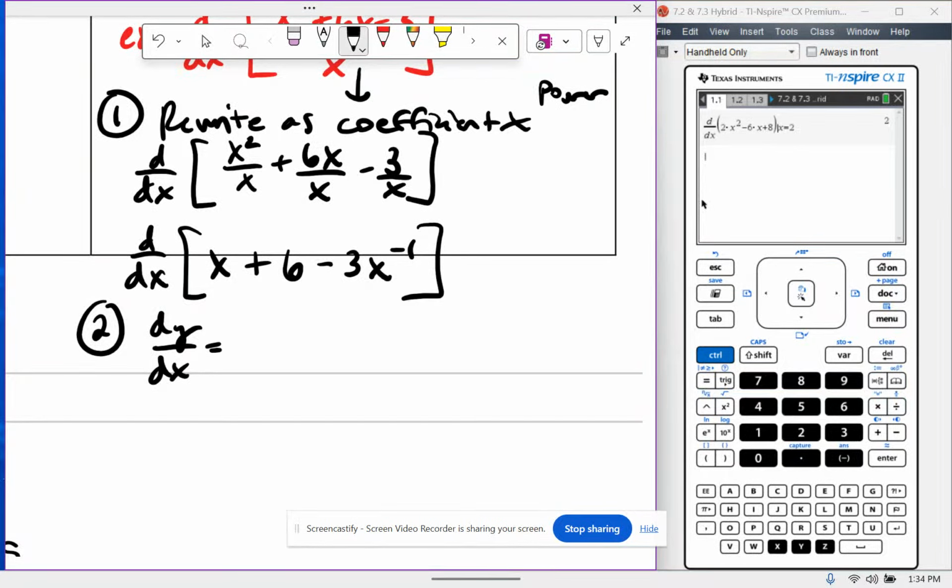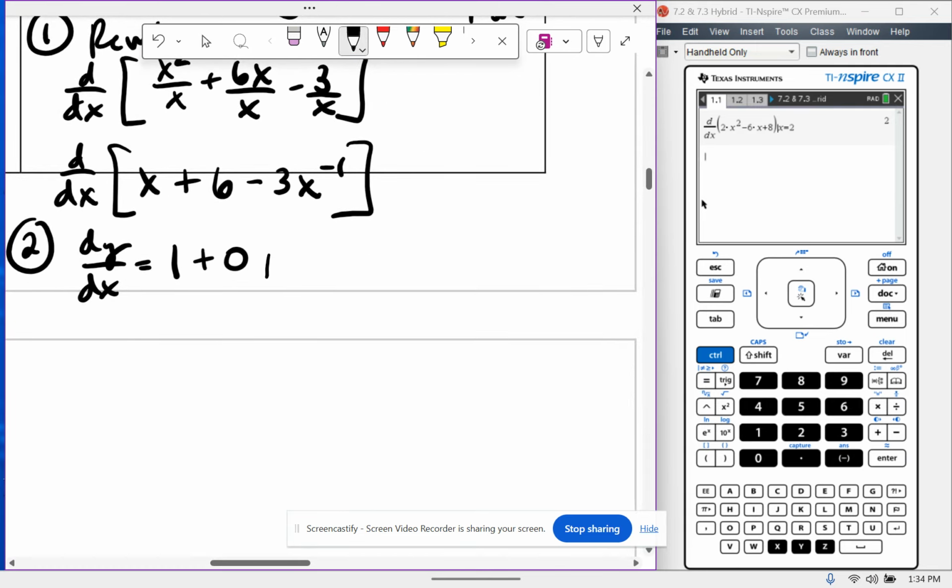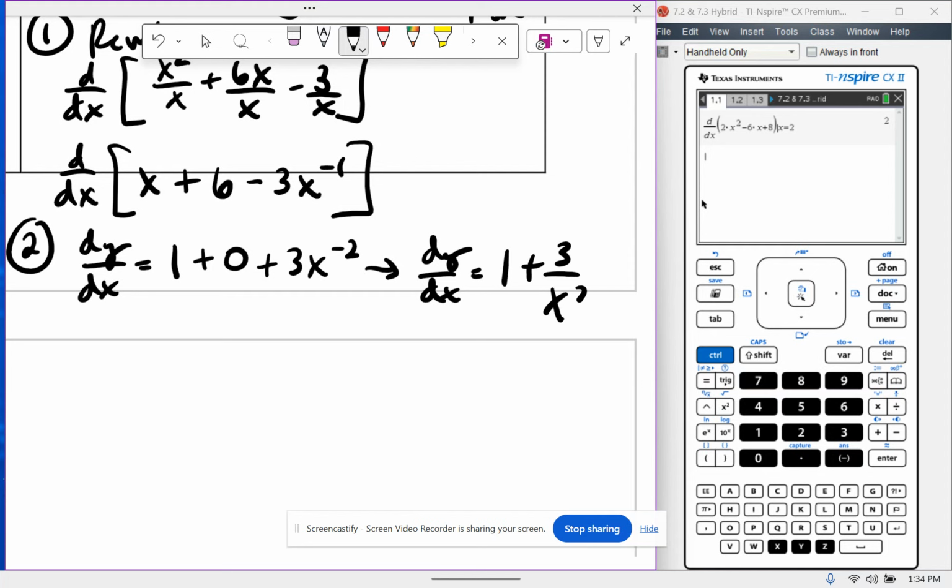When I, step 2, differentiate and take the derivative of this, I will now have the derivative of x, plain old x is just 1. The derivative of 6 is 0. And I'll now have plus 3x to the negative 2nd. Let's rewrite that as 1 plus 3 over x squared.